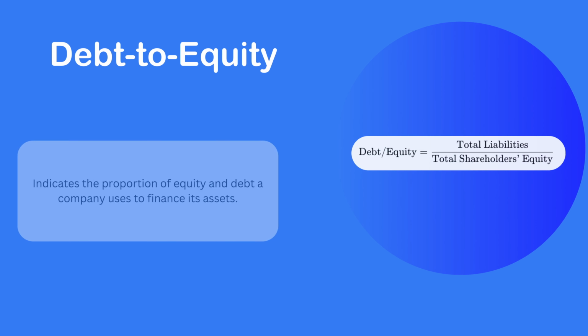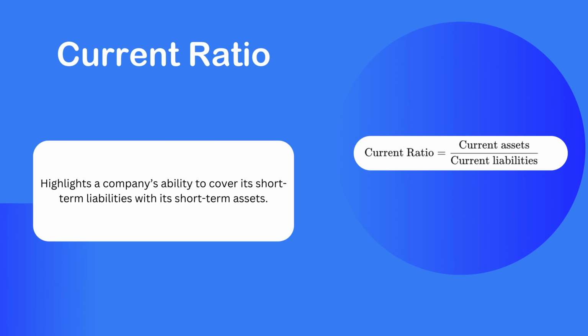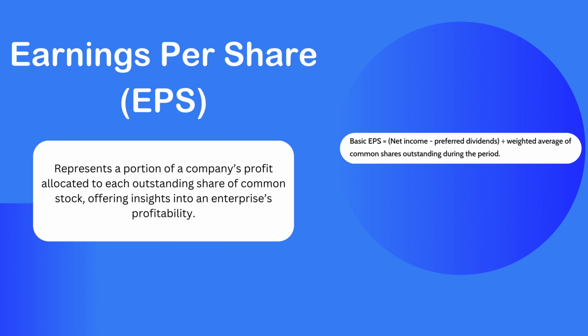Third, we have debt to equity ratio, which indicates the proportion of equity and debt a company uses to finance its assets. Then fourth, we have the current ratio, and this highlights a company's ability to cover its short-term liabilities with its short-term assets. And finally, fifth, we have earnings per share, or EPS, and this represents a portion of a company's profit allocated to each outstanding share of common stock, offering insights into an enterprise's profitability.